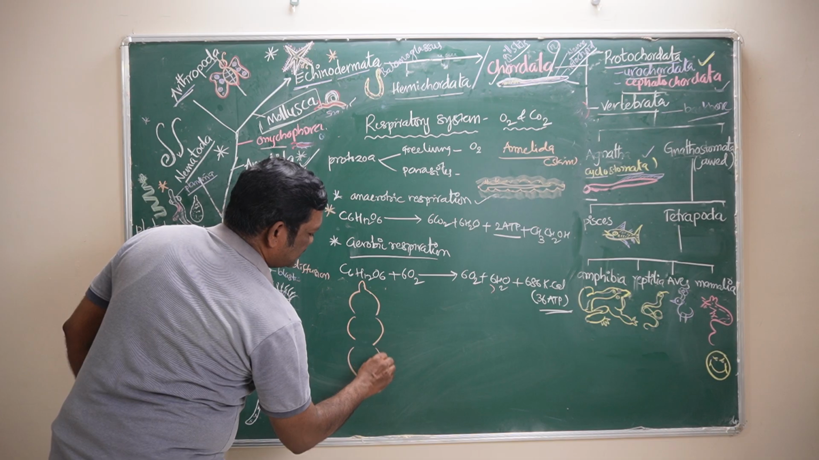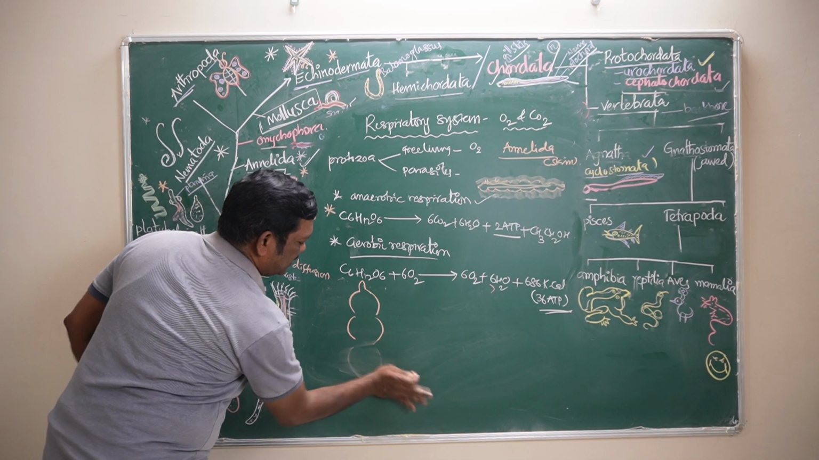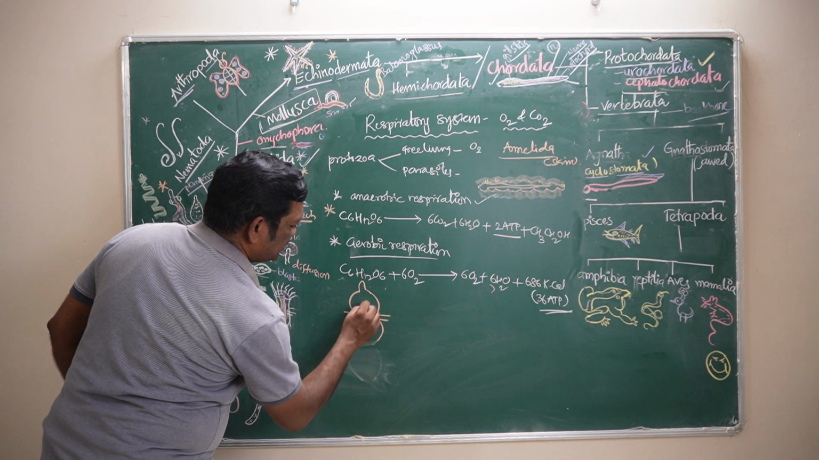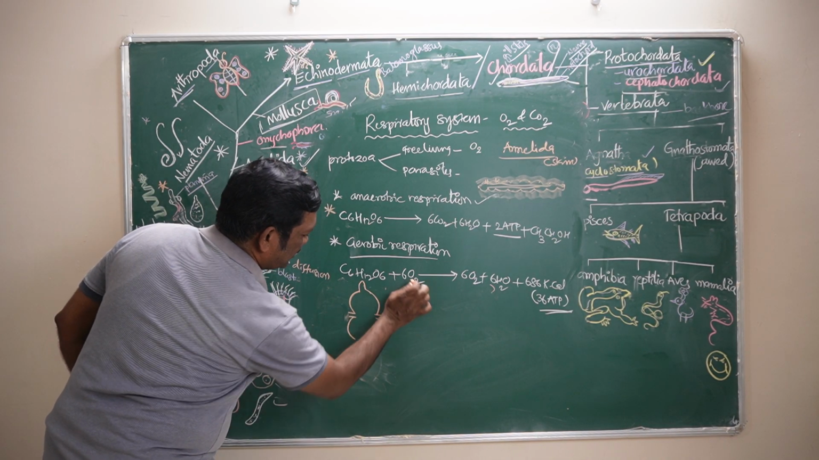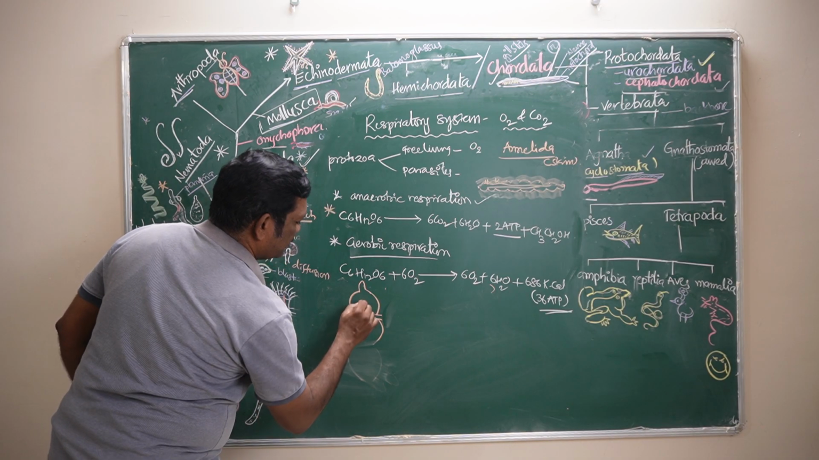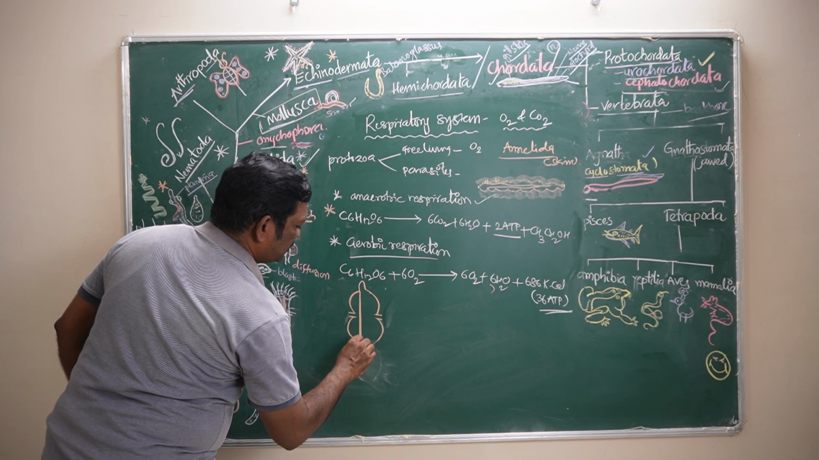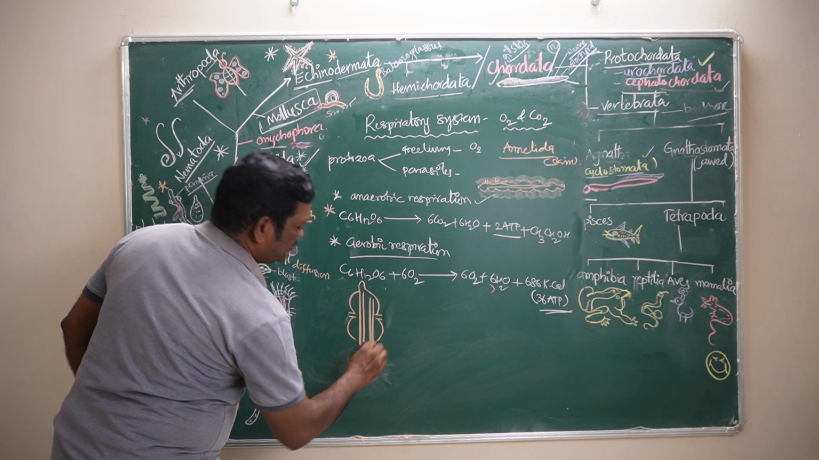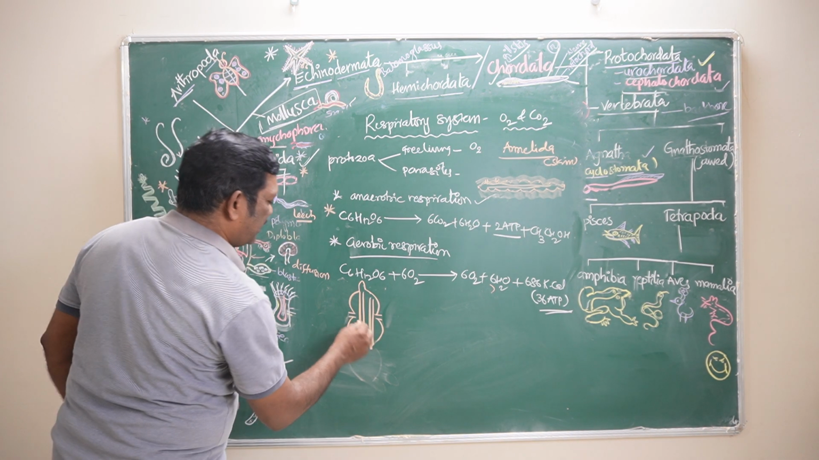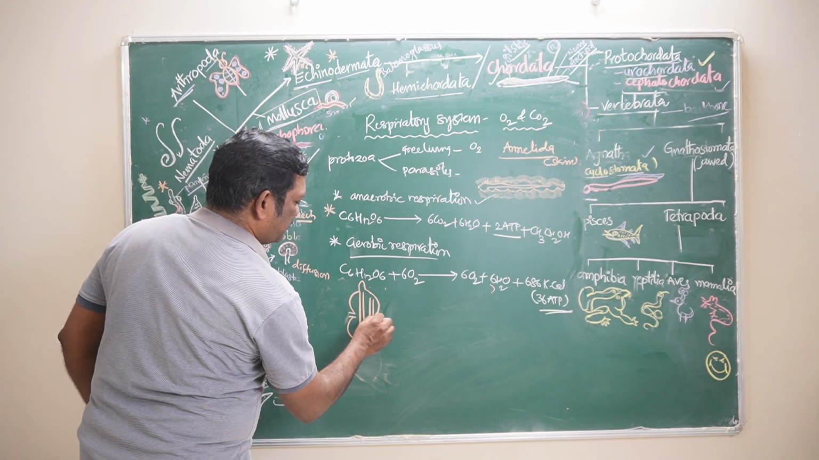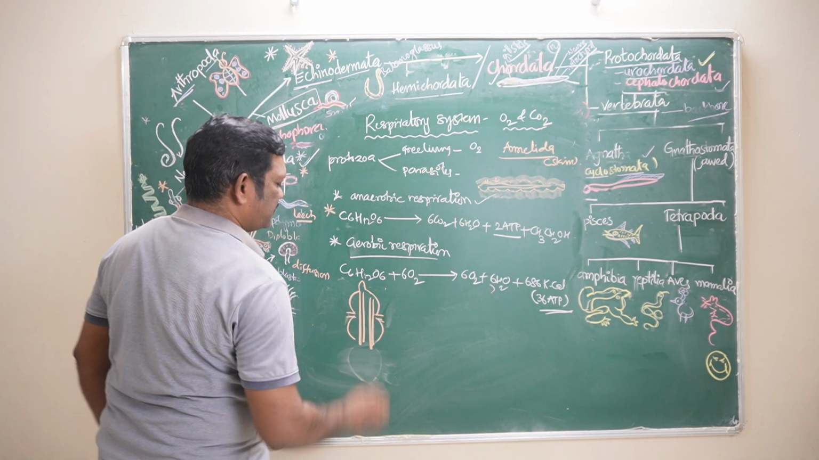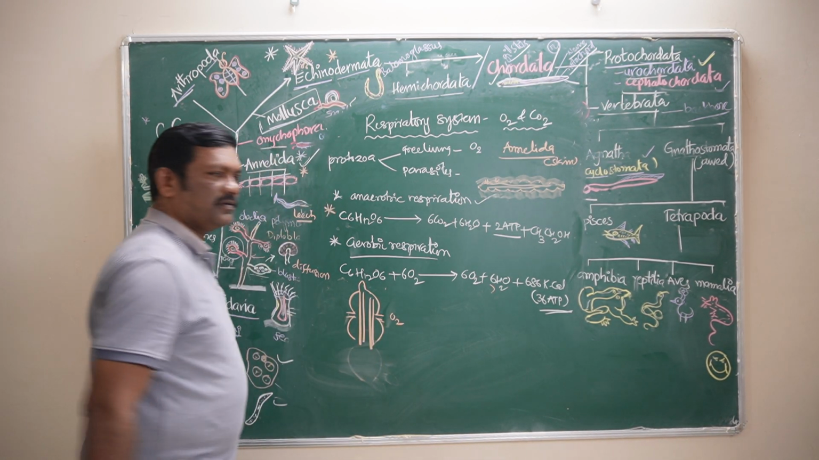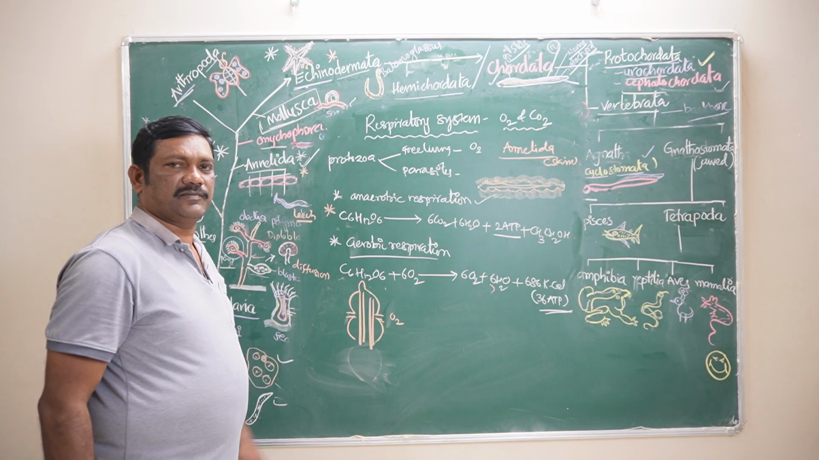For example, this is an insect. In this insect, two longitudinal tube-like structures are present. These are longitudinal tracheal trunks, and every segment has some pores, ostia. These pores allow the oxygen into the tracheal trunks.